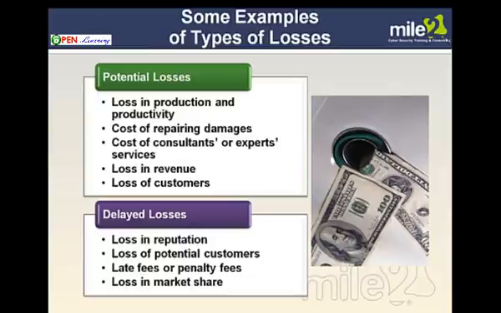Delayed losses, which leads into that. Word gets out that you were hacked. We have less of a reputation. They don't really trust us. They say, well, I'm sure there's other people out there that are running their businesses better than you, perhaps. So we lose the customers down the road because our reputation has been affected. New customers heard about it and they're concerned. Late fees, penalties, market share.